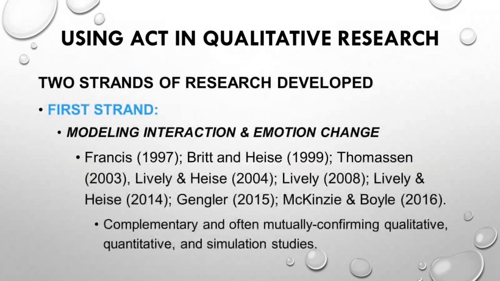So when we use ACT in qualitative research, we can look at it in a couple of ways. Over time, we've seen two strands develop in how ACT has worked in qualitative research. Now, the first strand, the first one that developed, was really looking at modeling interaction and emotion change, looking at emotion management in various situations, how people resolve deflections, how people make sense of what's going on. And we have a nice long list here, and this is just a partial listing. I'm sure you can think of others as well, of people who've done work along this line.